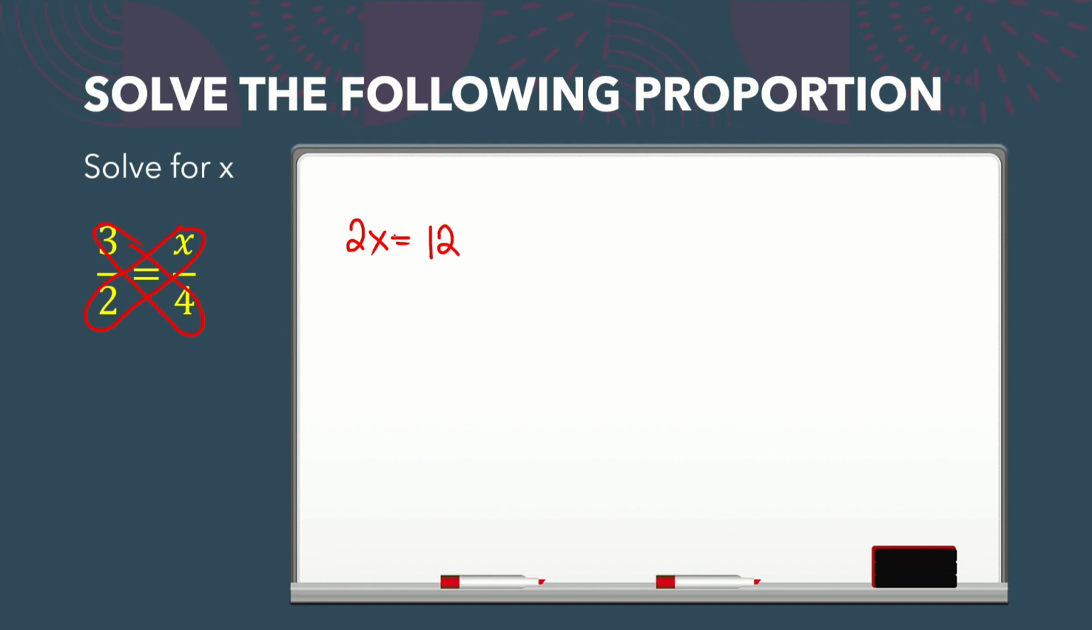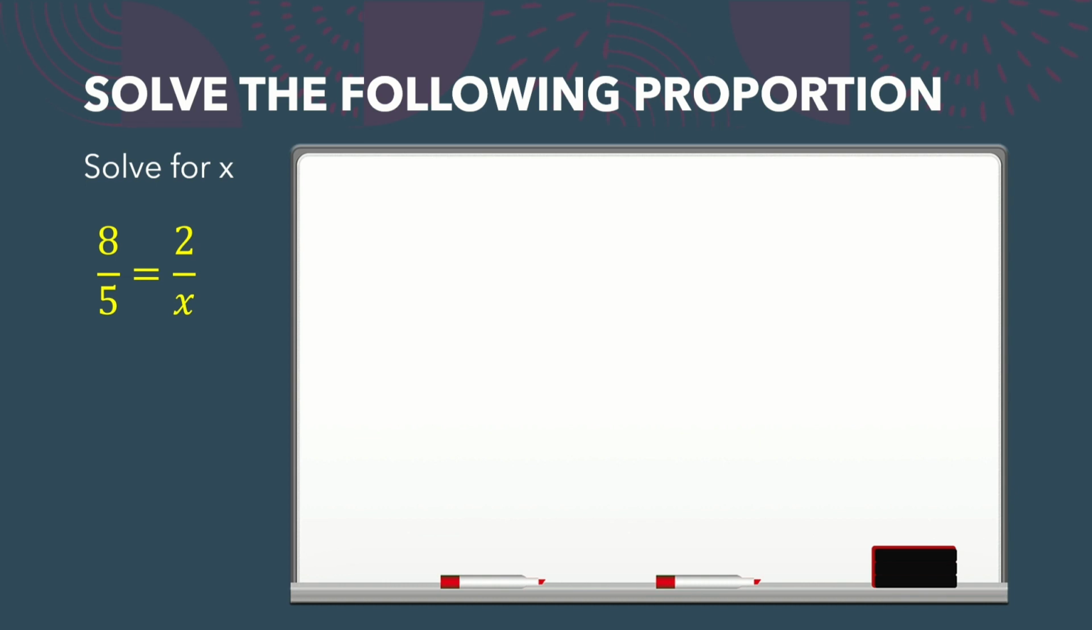After that, we're going to divide both sides of the equation by 2 to solve for x. And x now is equal to 12 divided by 2. The answer is 6. The value of x is equal to 6. Now it's your turn. Solve for the value of x given 8 over 5 is equal to 2 all over x.